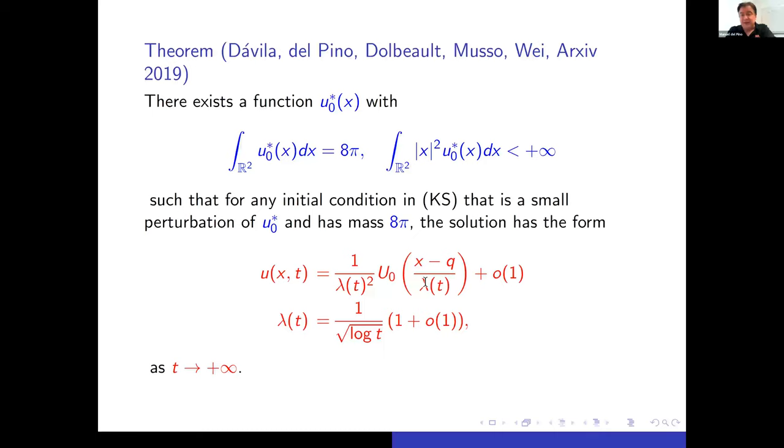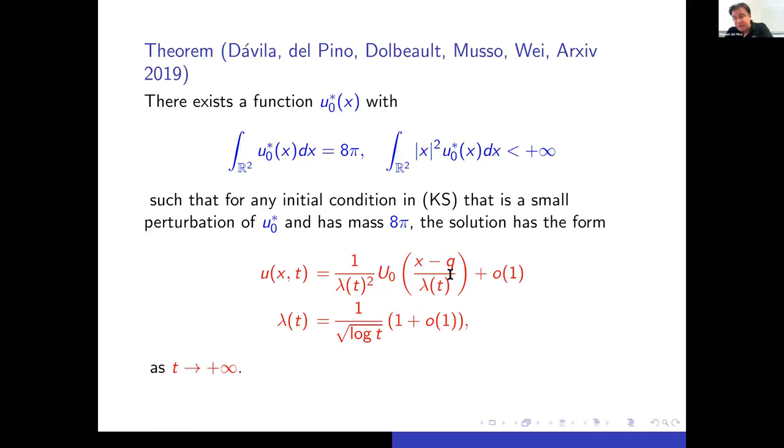Our main result provides a construction which is in fact quite different from theirs. That provides the statement of stability of the phenomenon. Let me explain what I mean by stability of the phenomenon. It turns out that there exists an initial condition, in fact I don't say that here, but this function can be taken radially symmetric. Okay? There is a radially symmetric function u0 star with mass 8 pi, yeah, and finite second moment, such that for any initial condition for the Keller-Segel equation which is a small perturbation of this u0 star and has the same mass, the solution has exactly this form, exactly the same form.